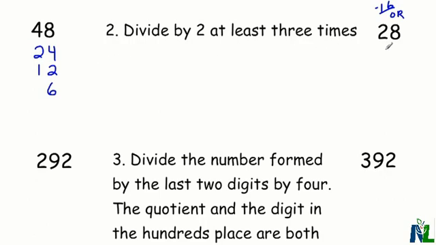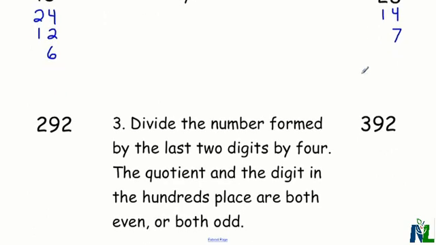Let's try the same strategy with the number 28. 28 divided by 2 is 14. 14 divided by 2 is 7. But I cannot divide 7 by 2. Because I can't divide by 2 at least 3 times, 28 is not divisible by 8.